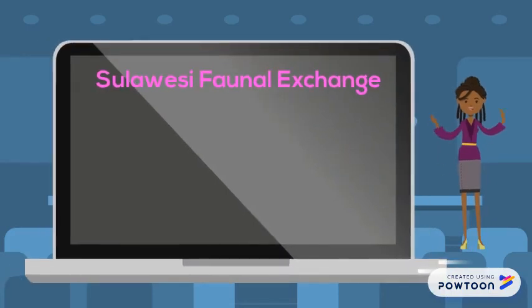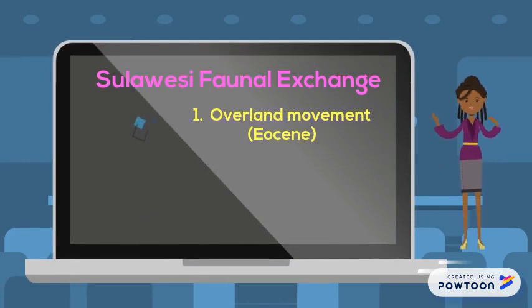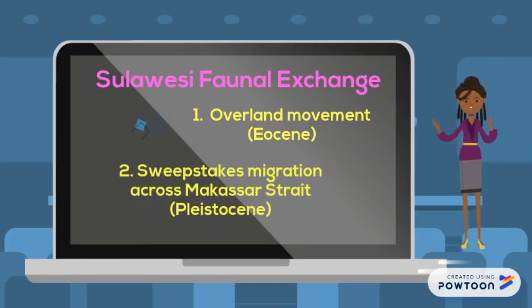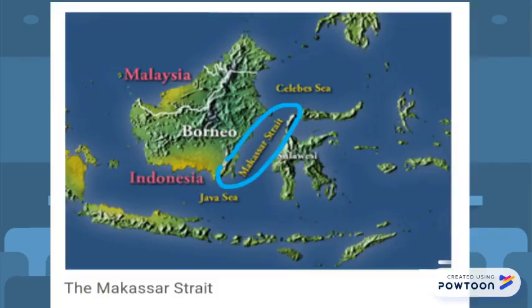Fauna exchange between Sulawesi and Borneo occurred in two intervals. First is the overland movement which occurred during the Eocene. Second is a swift migration across the Makassar Strait which occurred during the Pleistocene.